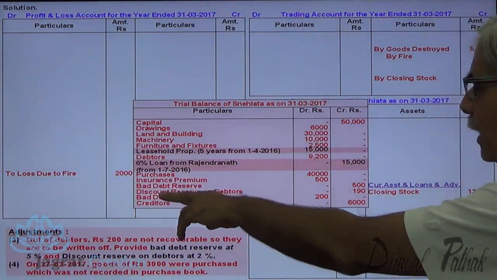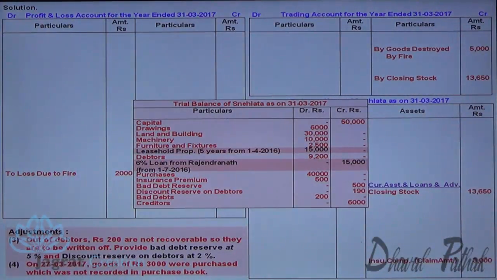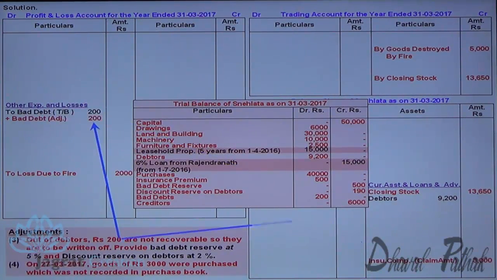In trial balance, you are already given bad debts of rupees 200. So, 200 loss on account of non-recovery from customers already occurred during the year. And the additional bad debts noticed at the end of the year is also 200. Additional bad debts as per adjustment, 200, is required to be deducted from debtors 9,200 minus additional bad debts. So 9,200 minus 200, 9,000 is left.